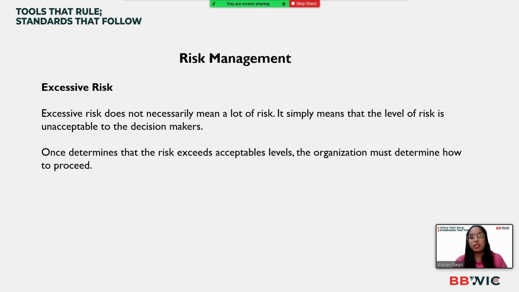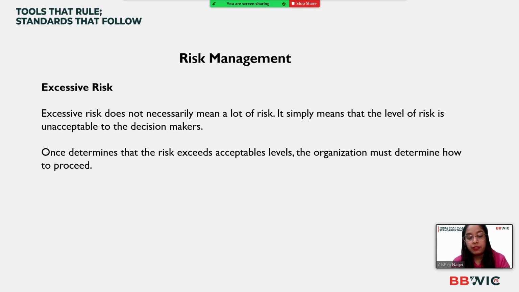Next one is excessive risk. So you have spent many sleepless nights and finally completed the individual and overall risk analysis. Management will review and determine whether the determined risk level is acceptable or not. If not, then the risk is excessive, which doesn't mean a lot of risk, but rather simply that the risk exceeds the acceptable level. If risk is determined to be excessive, then the organization must determine what the response will be.